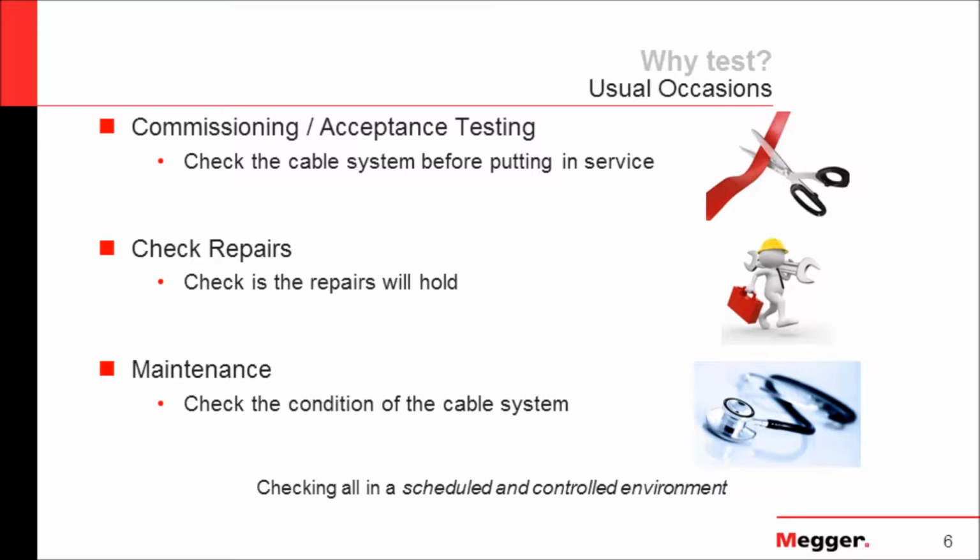And so when it comes to testing, there are three different occasions that people test. First one is for commissioning, and so you're checking your cable system before you actually put it in service and making sure everything's okay. Someone could have done a repair on the cable, and so you're checking to see if the repair is going to hold. And then of course, there's maintenance testing, which checks the condition of the cable system.